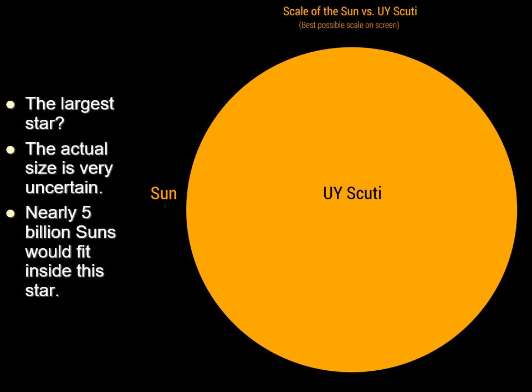Our best guess, depending on who you ask, is the star UY Scuti. And so there it is, drawn in scale to the sun, which is that pixel right there. And so this is our best possible scale that we can make on the screen here. But UY Scuti is probably one of the biggest stars that's out there, and it's so big you could fit 5 billion suns inside of it. Now, that's a pretty big star.